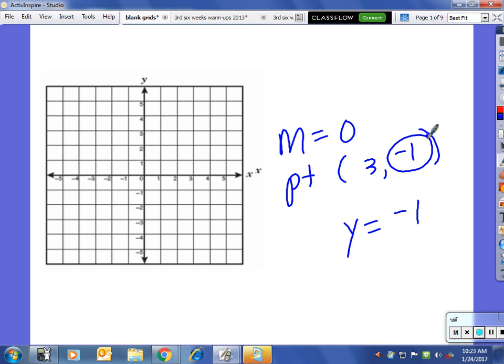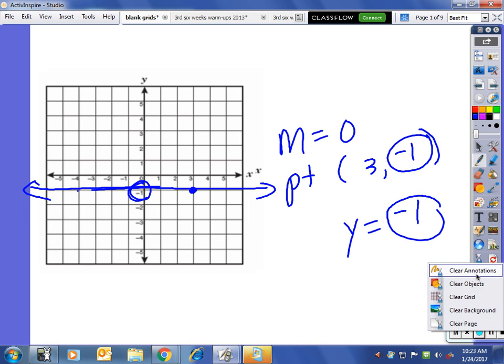So let me draw this point. Do you agree that 3, -1 is right here? That's the point 3, -1, right? And I know my slope is 0. You have to know that that means it's completely flat. What did that y-intercept end up being? -1. All the y values on a horizontal line are always the same. So if you know one y value, you should know them all.